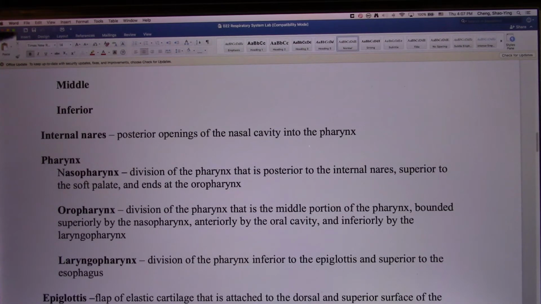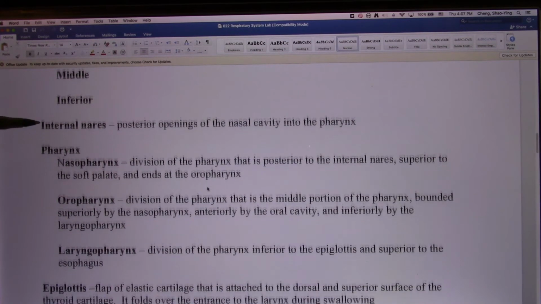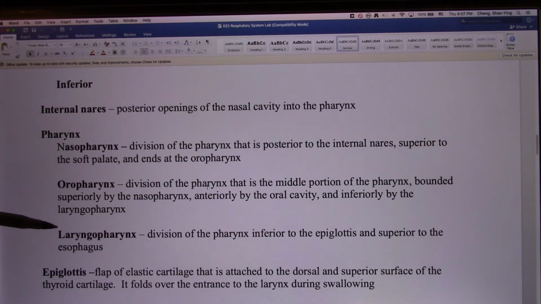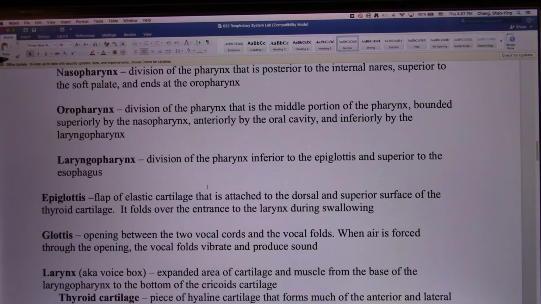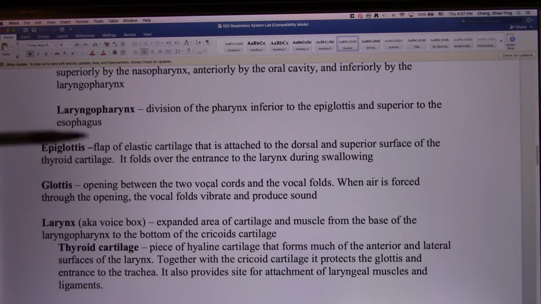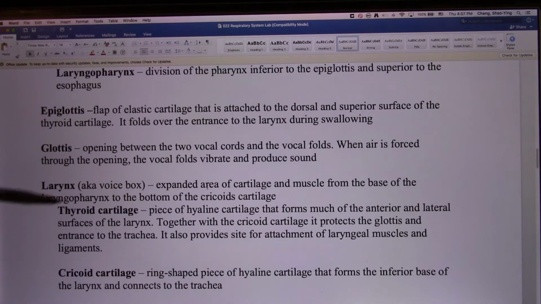The air will go through the pharynx. Pharynx is a fancy word to say throat. So you have the nasopharynx, oropharynx, and laryngopharynx. It will go through a very important cartilage, the epiglottis. It's made of cartilage that needs to bend to cover the airway. So when you swallow, the bolus will go to the esophagus. So that's the epiglottis. It's elastic cartilage. And then you will go to the larynx.